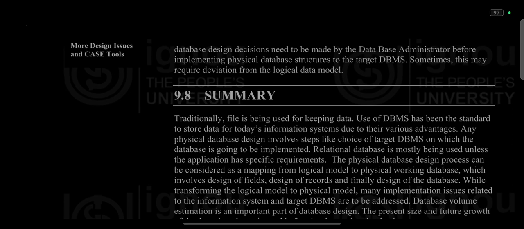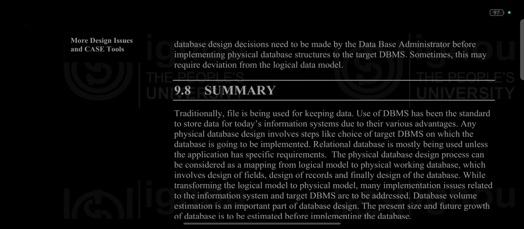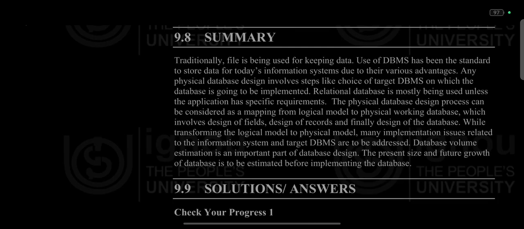Sometimes this may require deviation from the logical data model. Summary. Traditionally, file is being used for keeping data. Use of DBMS has been the standard to store data for today's information systems due to their various advantages. Any physical database design involves steps like choice of target DBMS on which the database is going to be implemented. Relational database is mostly being used unless the application has specific requirements.